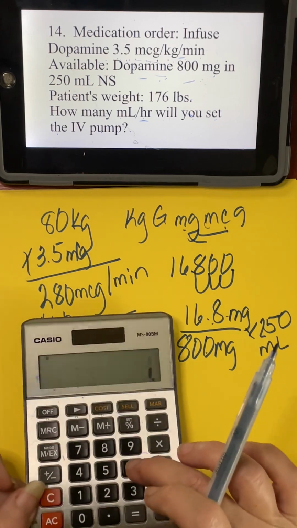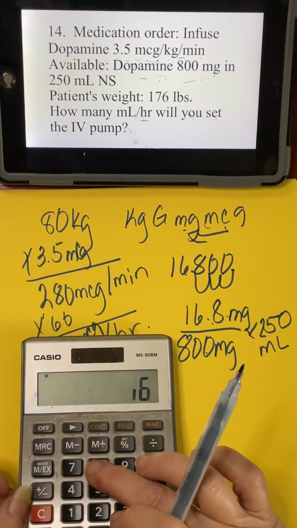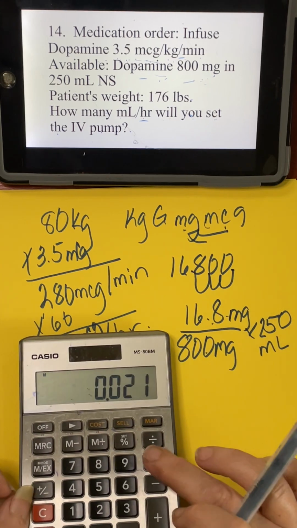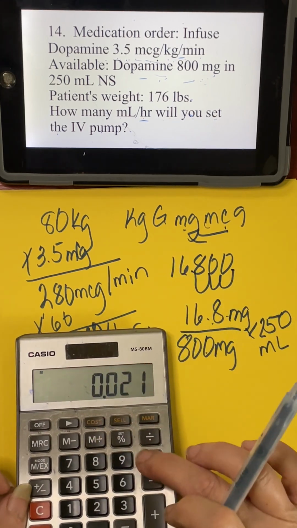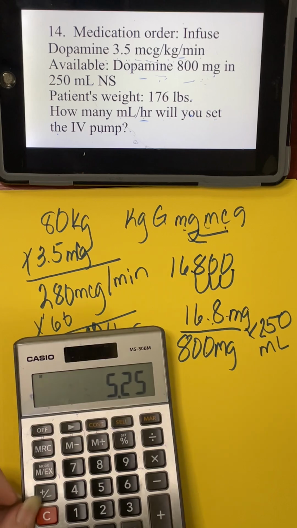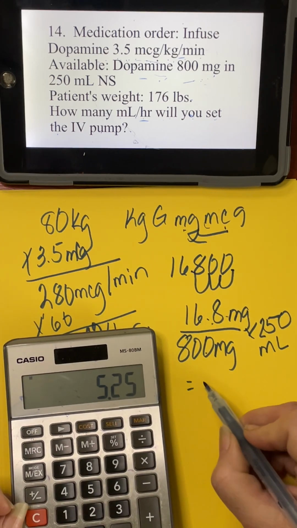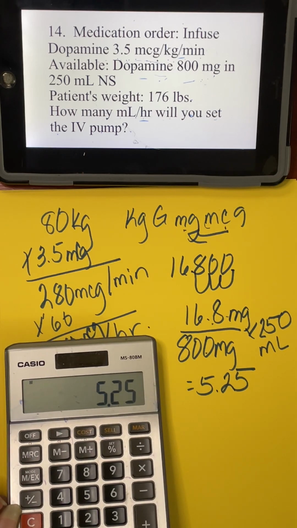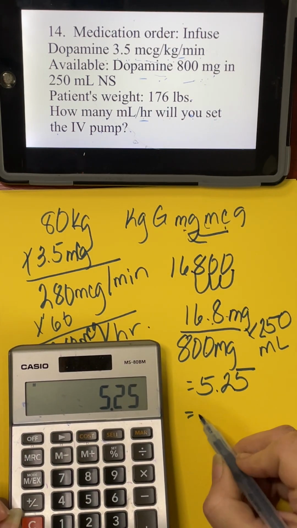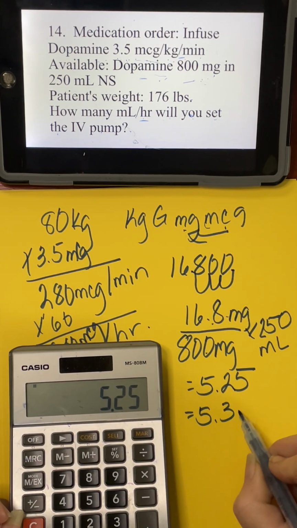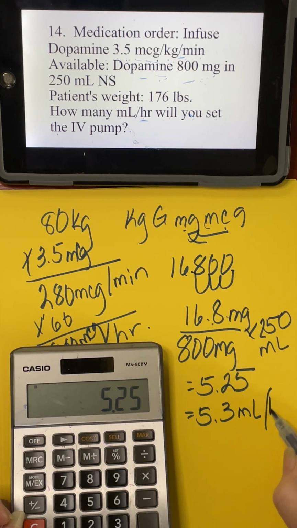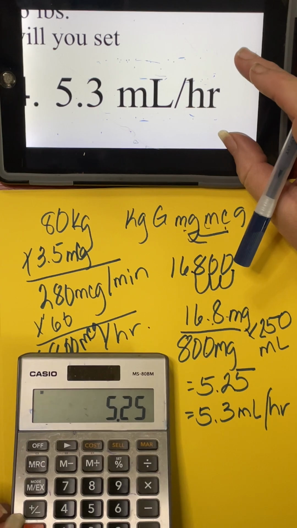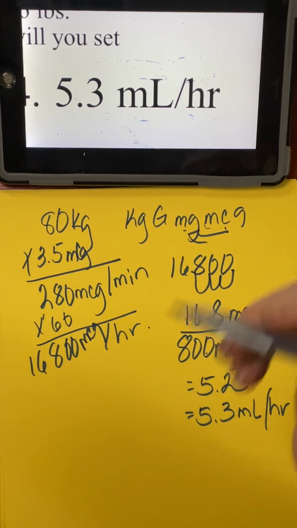So 16.8 divided by 800 equals, don't even look, you're not done, 250. And that will equal 5.25, which will equal 5.3 milliliters per hour. All right, we saved another one. Look at that.